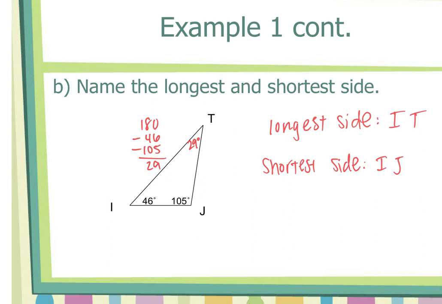Yeah, 29 is the smallest angle. And what's the side opposite that smallest angle? IJ.